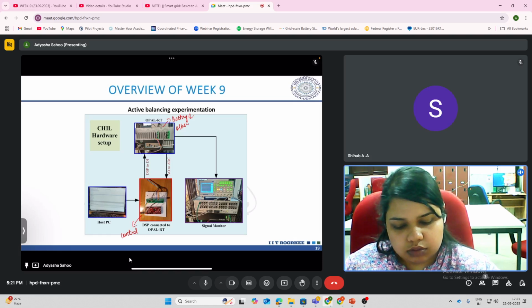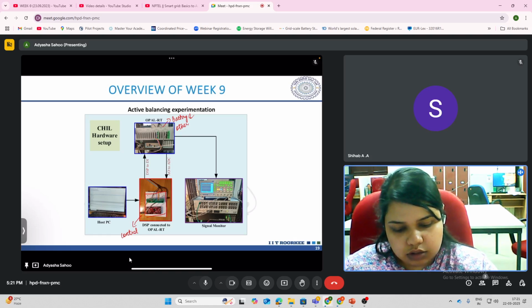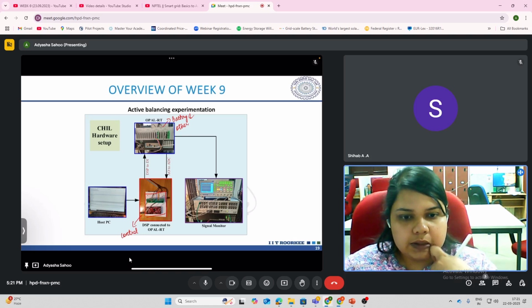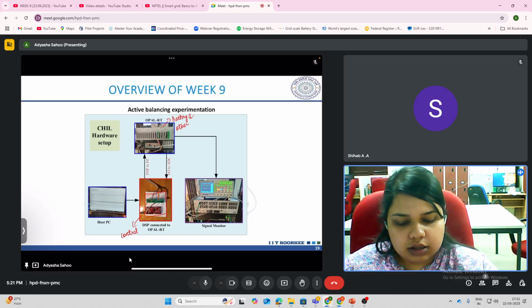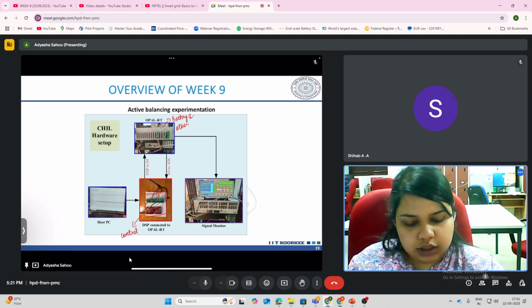So you basically code the control logic in this DSP board, and then you give that DSP signal to the OPLRT through the DI port of the OPLRT, and then the OPLRT will basically give those pulses to the battery and other things, and it will then give back to the DSP board.